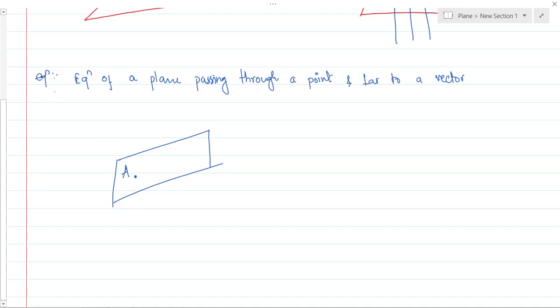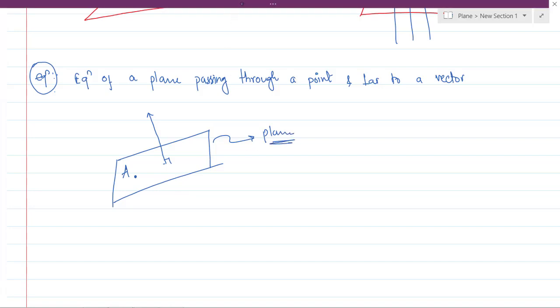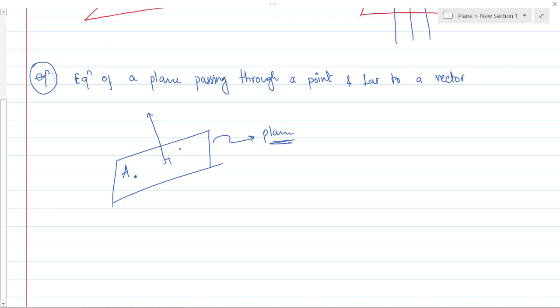So what this first equation of a plane is saying is: if you know one point which is lying on this plane and the perpendicular vector, suppose this is a vector, then what will be the equation of this plane? Let's derive it. Derive means, let's get the equation of this plane. Suppose this is the point A whose coordinates are known.